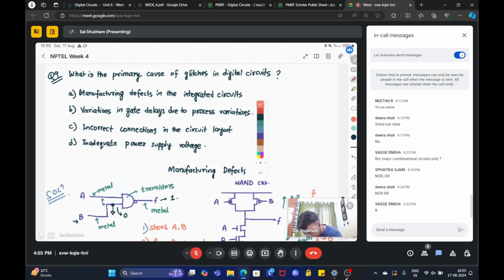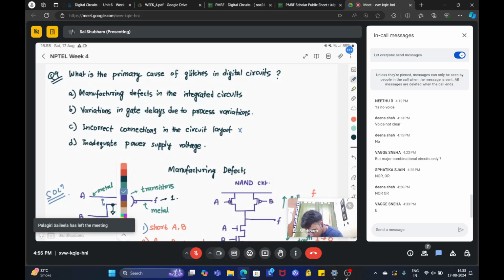So let's look at the other options. Incorrect connections in circuit layout: as I mentioned earlier, even if we have correct connections, we will still have glitch. So this is not the reason. Inadequate power supply is still not the reason for glitch.